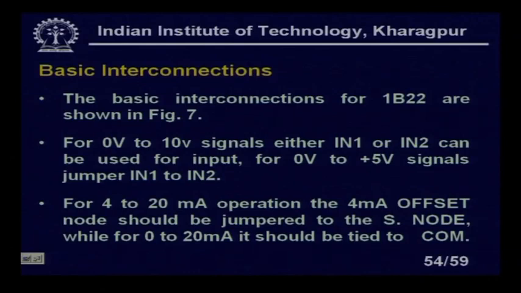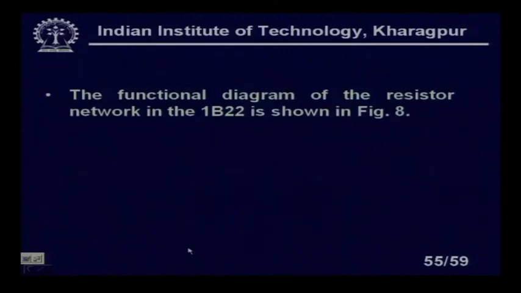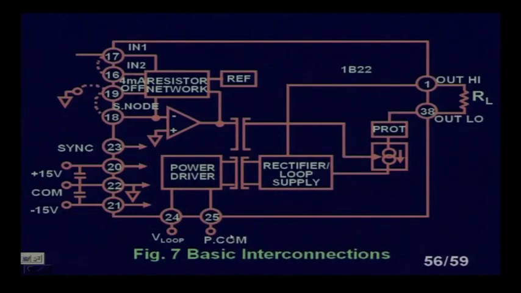For 4 to 20 milliampere operation, the 4 milliampere offset node should be jumped to the S node, while for 0 to 20 milliampere operation it should be tied to the common, right, because the 4 milliampere offset is not necessary. The functional diagram of the resistor networks in the 1B22 is shown in figure 8. This is our functional diagram. Okay, you can see here how it works actually.